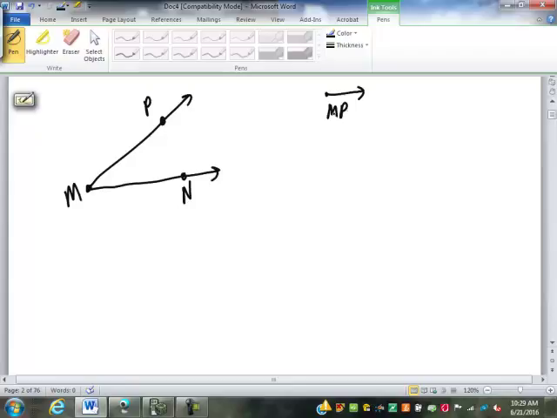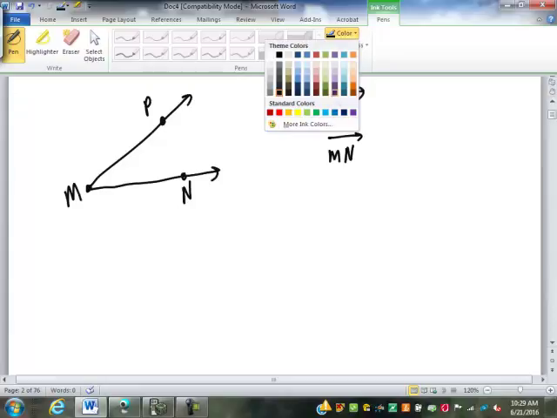No. For a ray, you have to have the starting point and then the other point that it goes through. For a ray, it does matter what order it's in. For a segment, it does not. What's my other ray named? MN. Very good. Again, you have to name the starting point and then the other point that it goes through.